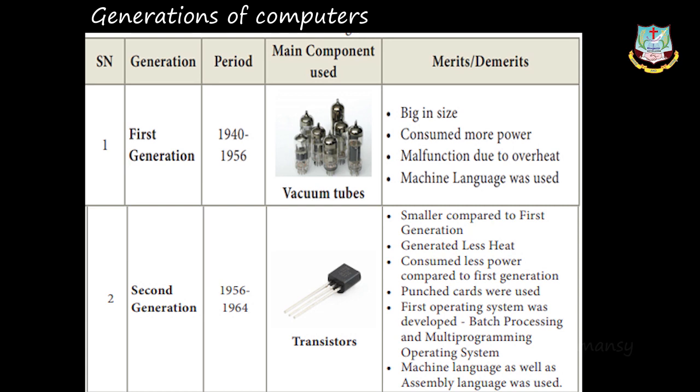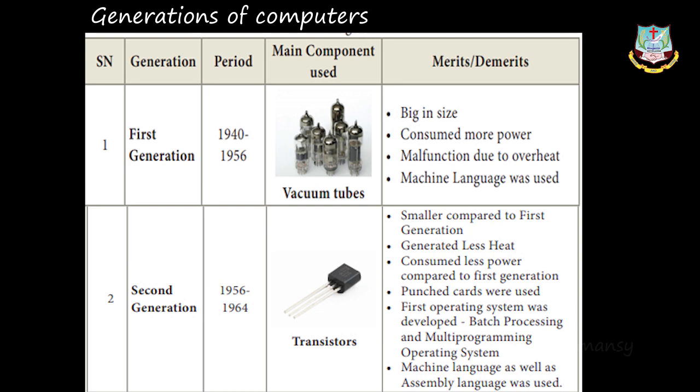Punched cards were used. Punched cards are like a stamp. Now we are using some seals, right? Like that, punched cards were used. The first operating system was developed here during the second generation, that is 1956 to 1964 only. Here, batch processing and multi-programming operating systems were used. The first operating system was used in the second generation, with the transistor, in the years 1956 to 1964.